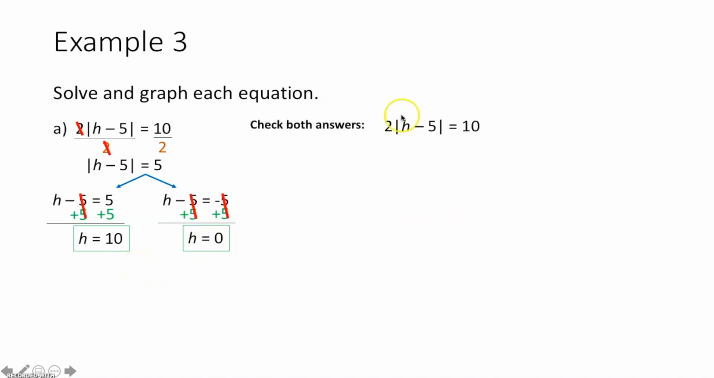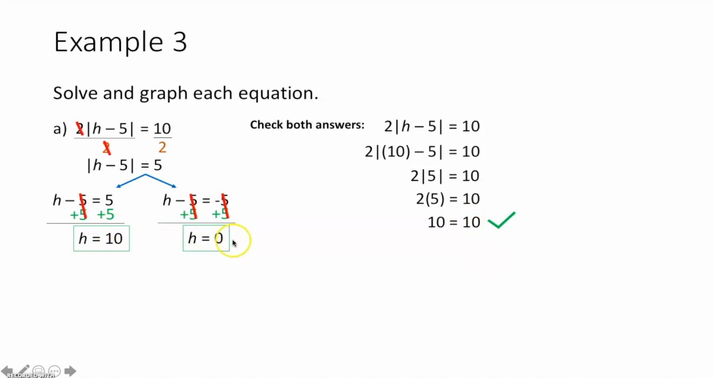So I'm going to go to my original absolute value equation and plug in what I got for my answer. So h equals 10. Let's go ahead and plug in 10. What's 10 minus 5? That's going to be 5. And the absolute value of 5 is 5. 5 times 2 then gives you 10, and 10 equals 10. Therefore, that is one of your answers.